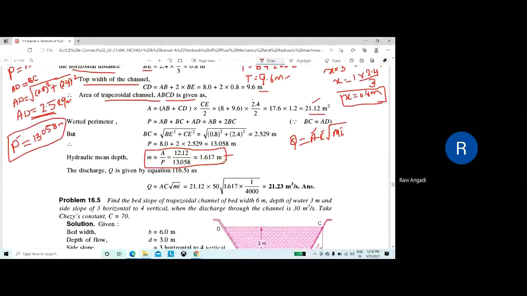Okay. Then you substitute in this formula. Just cross check the discharge. Is it correct? Just check this answer. Yes, sir. Is it correct?